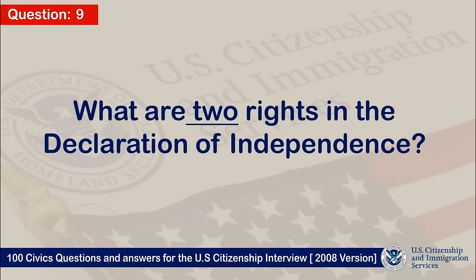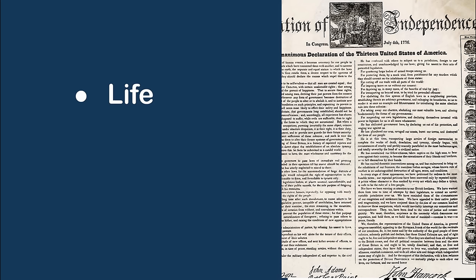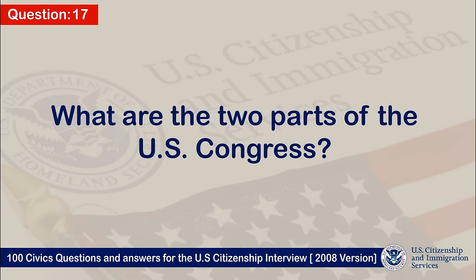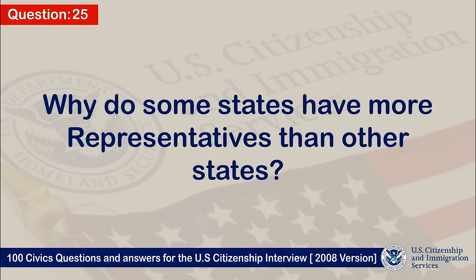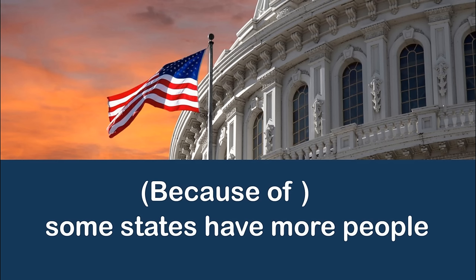What are two rights in the Declaration of Independence? Life. Liberty. What are the two parts of the U.S. Congress? The Senate and House. Why do some states have more representatives than other states? Some states have more people.